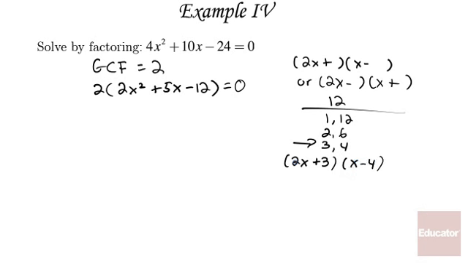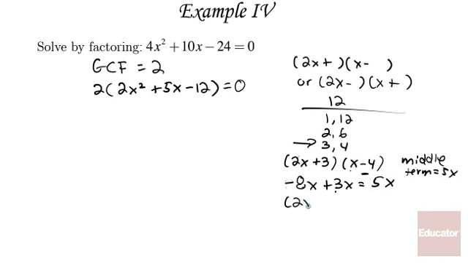I'm not worried about the first term. I'm worried about the outer terms added to the inner terms, to see if I get the correct middle term. I'm looking for the middle term equal to 5x. So this is going to give me 2x times negative 4, that's negative 8x, plus 3x. That's negative 5x. So I've got the right idea, but I've actually got the wrong signs here. I want it to be 5x, because here I have negative 8x plus 3x, which is negative 5x. So same idea, let's try different signs though.